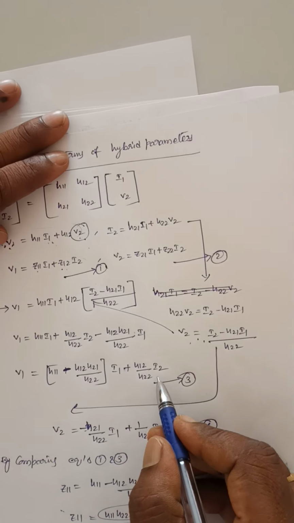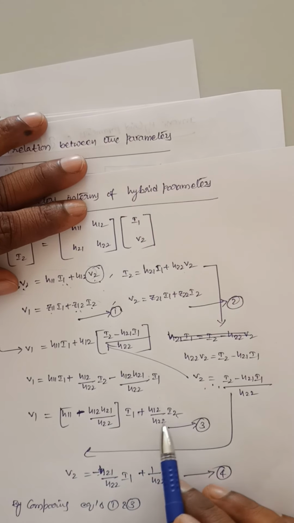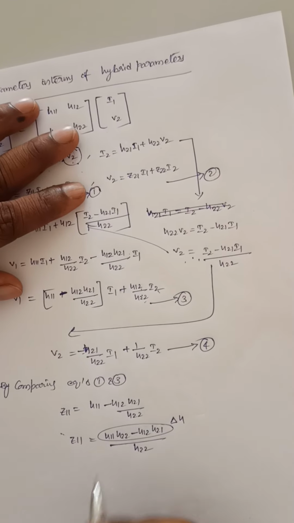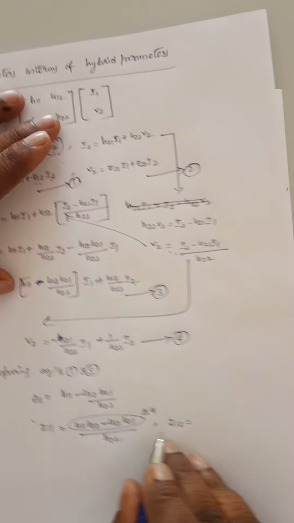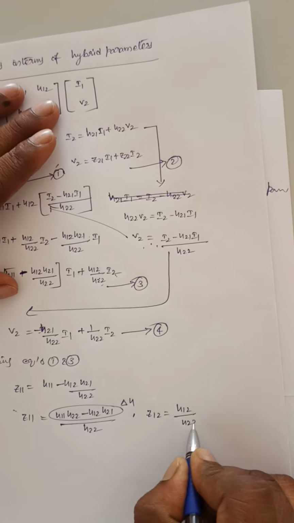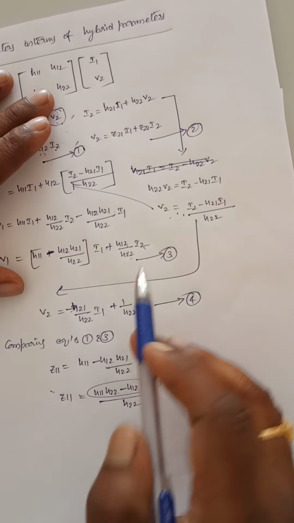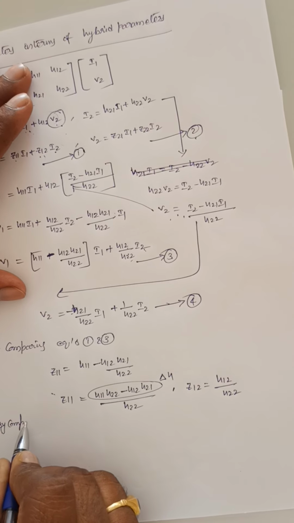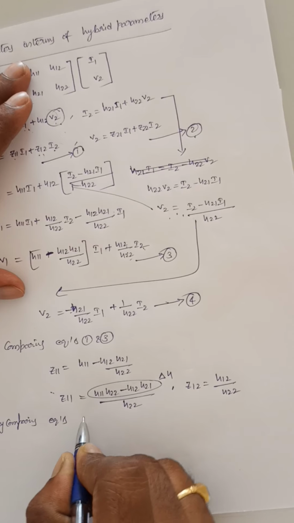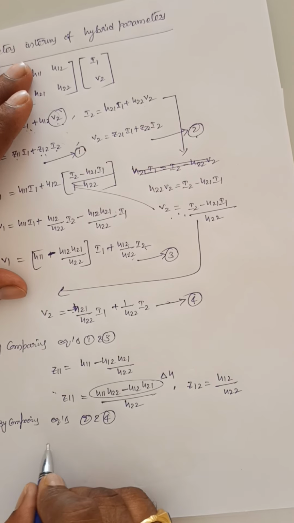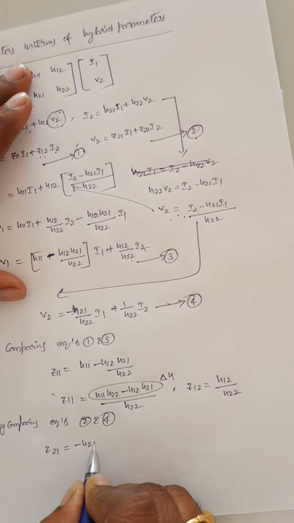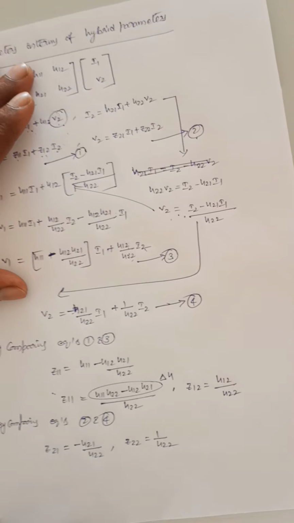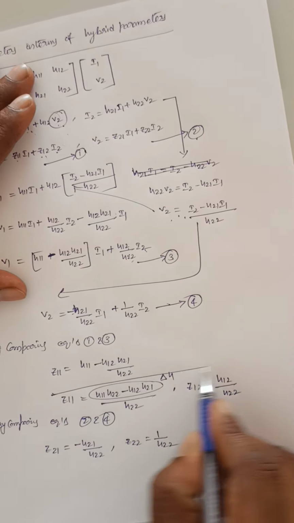Next, coming to Z12, the coefficient of I2. What is the coefficient of I2 here? H12 divided by H22. So Z12 is equal to H12 divided by H22, right? Now similarly you compare equation number 2 with equation number 4. By comparing equations 2 and 4, Z21 is equal to minus H21 divided by H22. Z22 is equal to 1 by H22. Okay, so these are the Z parameters in terms of H parameters.